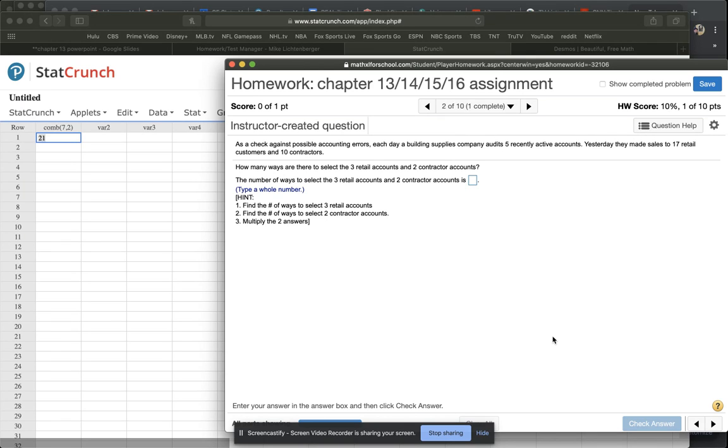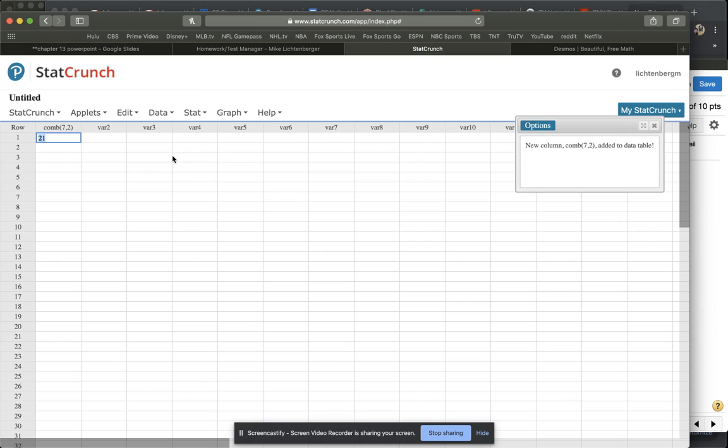Right. This is very similar to that question from the PowerPoint about choosing 2 comedies, 2 dramas, 2 animated. Instead of doing that, we're now choosing 3 retails and 2 contractors, which means that we have to basically do this thing in StatCrunch twice. We have to figure out the retail and we have to figure out the contractor. So for retail accounts, there are 17 total retail accounts, and I want to choose 3 of them. So let me get rid of this.